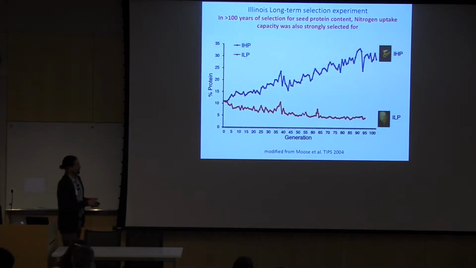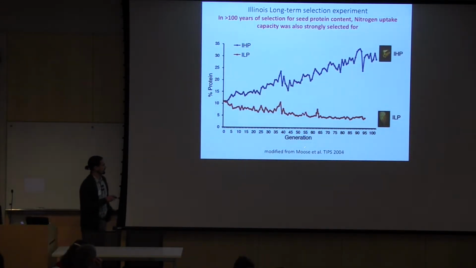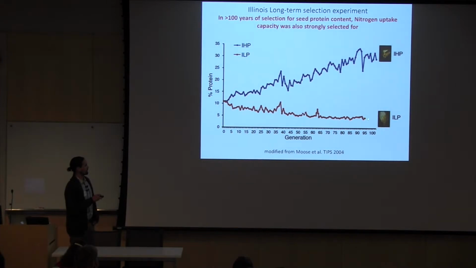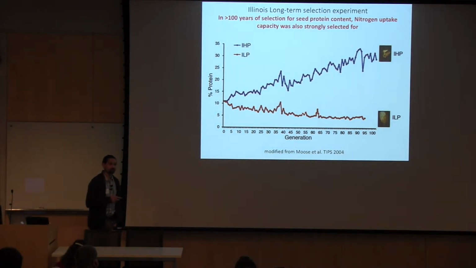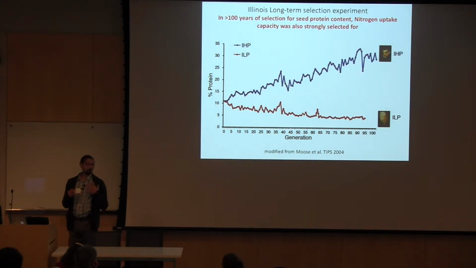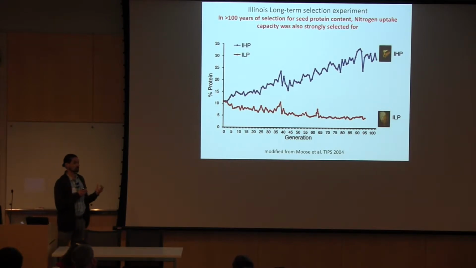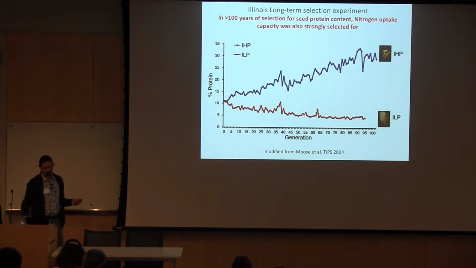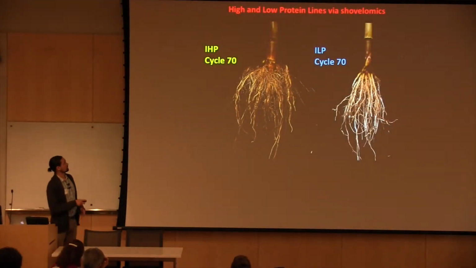At the core of it, we're studying the Illinois high and low protein lines. These lines have been bred since 1898 for either high or low seed protein content. All this protein is storing nitrogen, so these are really good at taking up nitrogen, and these aren't. So to the extent that nitrogen uptake should be conditioned by root architecture, we should see the difference in the roots.